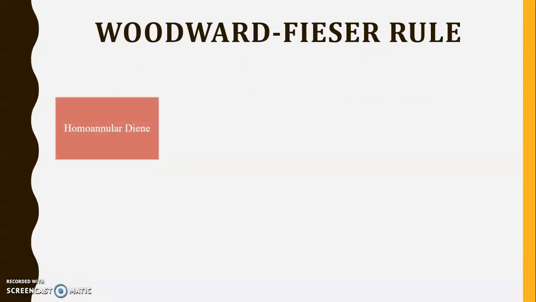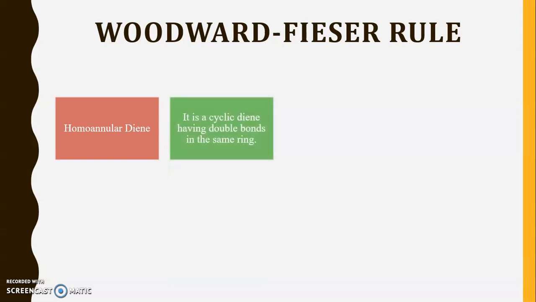So before starting with the Woodward Fieser rule, we should know certain definitions. The first definition that you should know is homoannular diene. Now what is the meaning of homoannular diene? We know diene means what? If two double bonds are conjugated, it is known as a diene. Now homoannular diene means what? It is a cyclic diene having double bonds in the same ring.